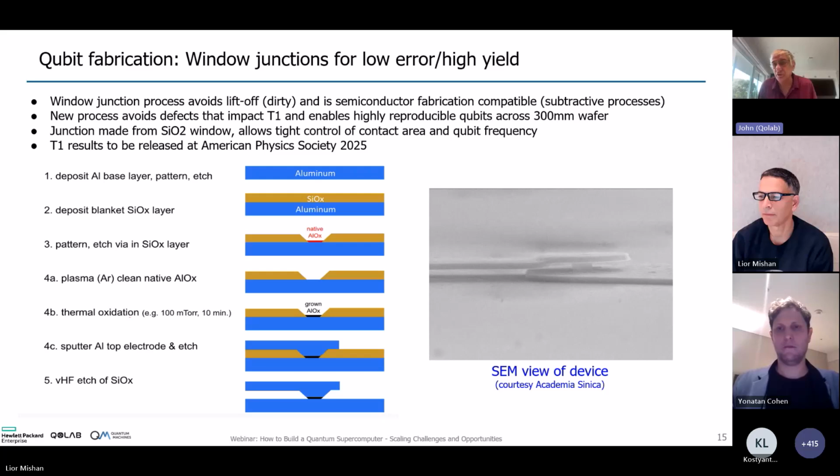Here's an example on the right, a device that's made in collaboration with Academia Sinica in Taiwan. We've made some qubits that work this way. The yield is very low. The coherence is around 30 to 60 microseconds, still a little bit low, but we think using the AMAT process, we can make this much better, bring the yield up and get that to work. Next slide, please.